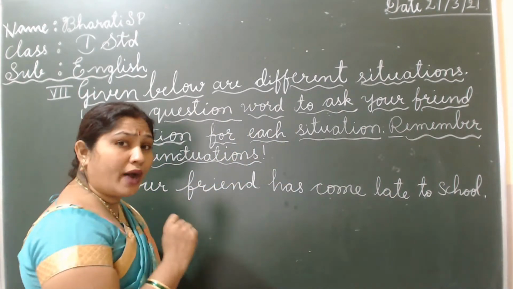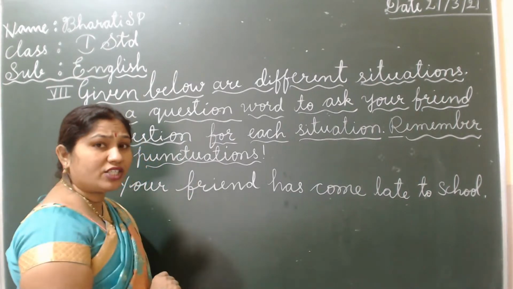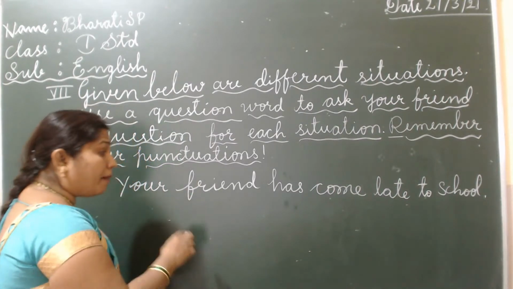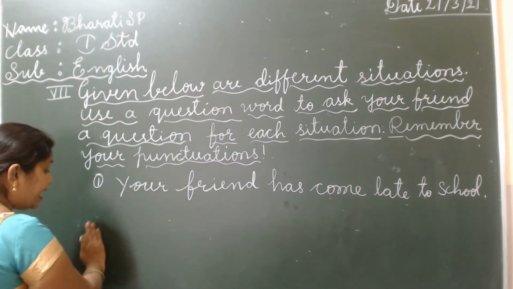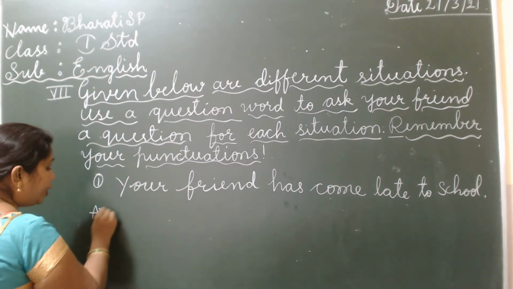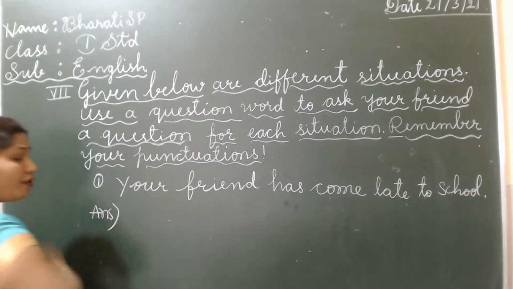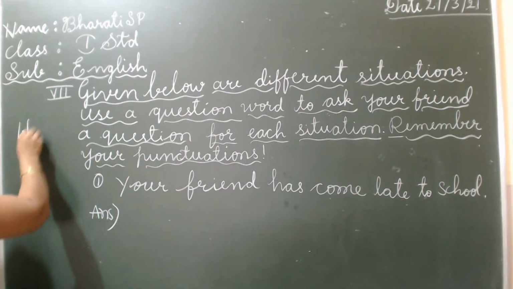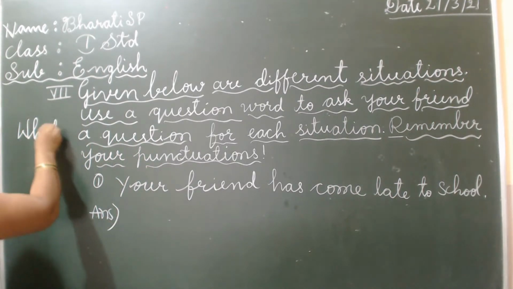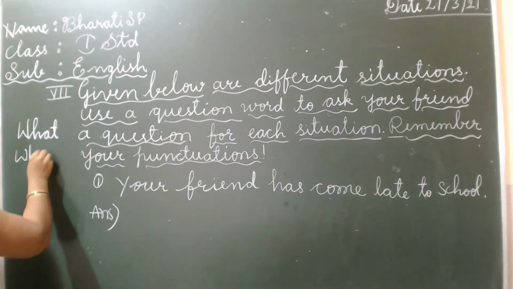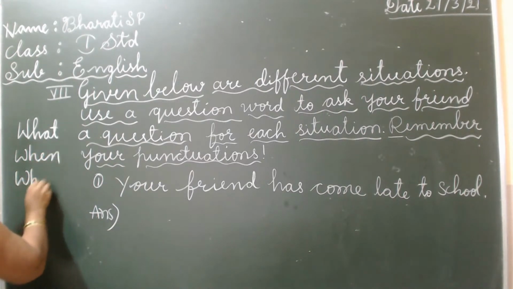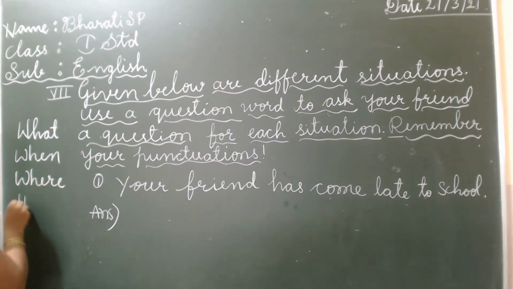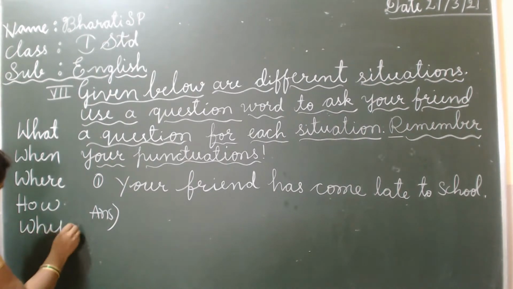Then, what do you want to ask according to the situation, children? You want to know the reason. It means you need to use a question word. Which question word do you need to write? I write here the question words: what, when, where, how, why.